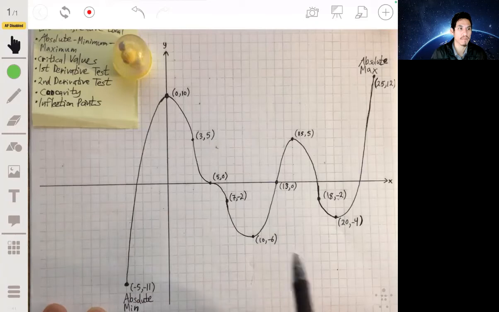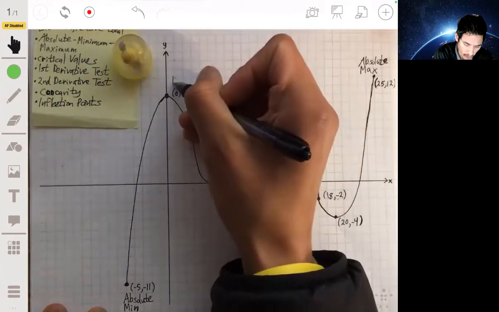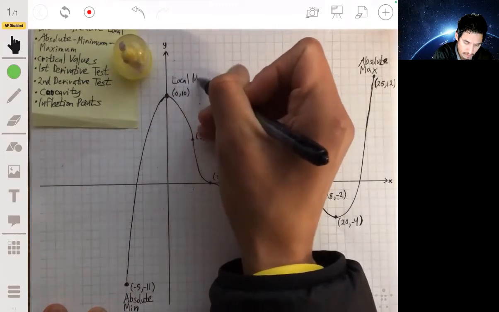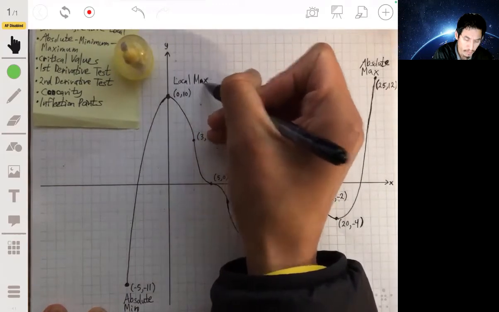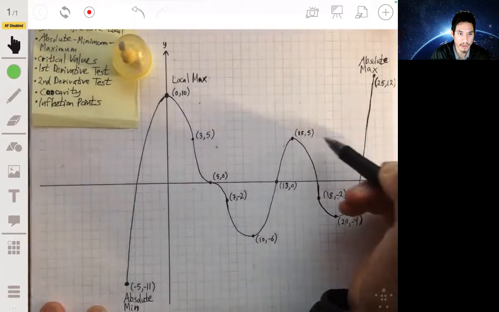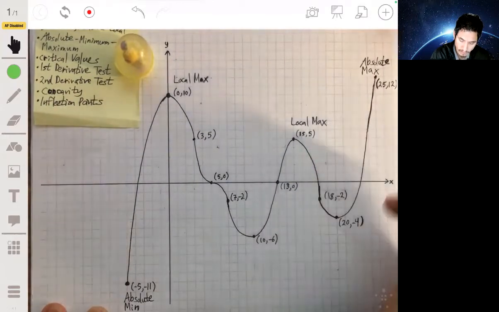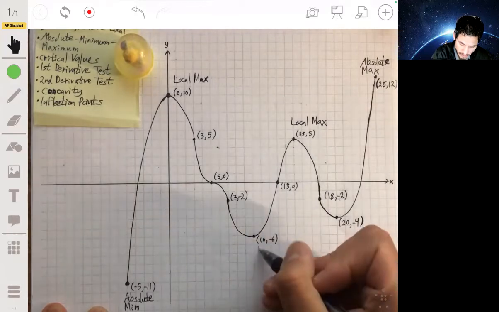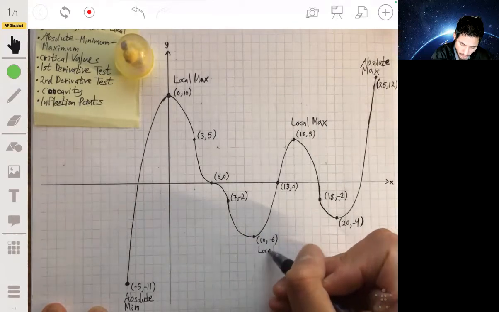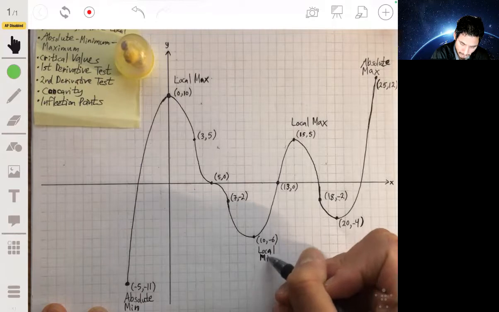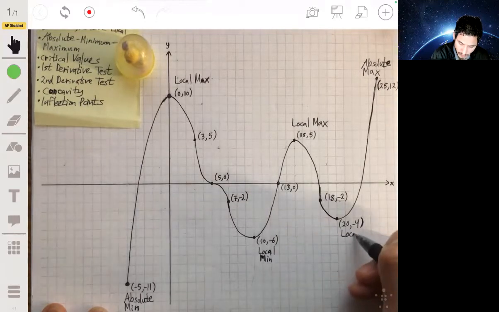Now, the other ones we call this like a local max. This one over here would also be like a local max. This would be a local minimum. Local min. It would also then be a local.